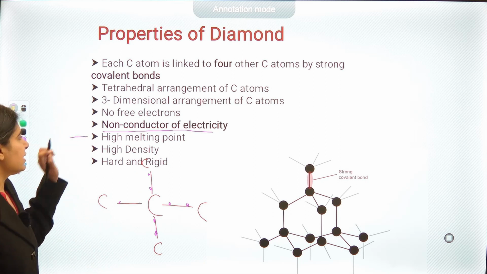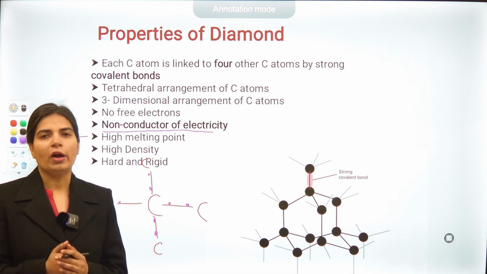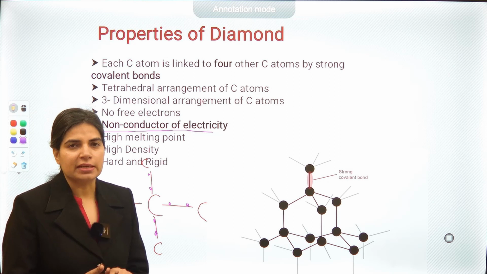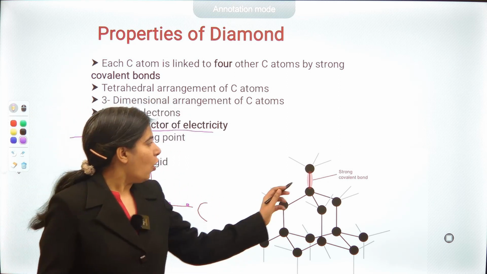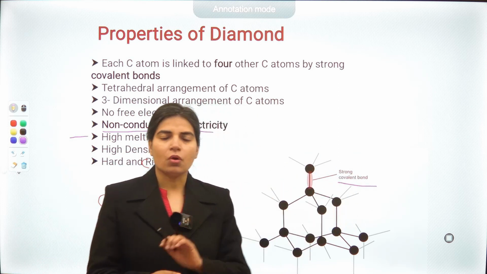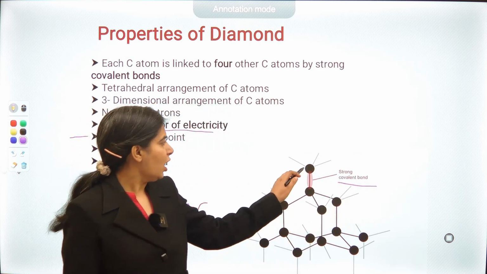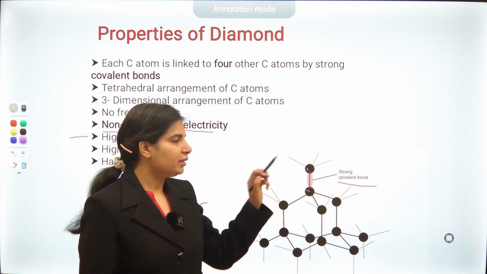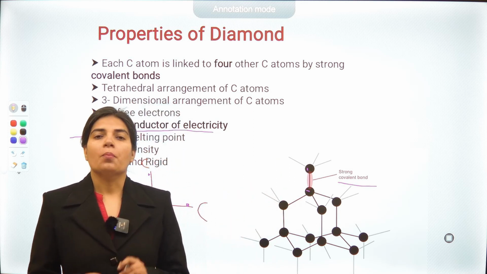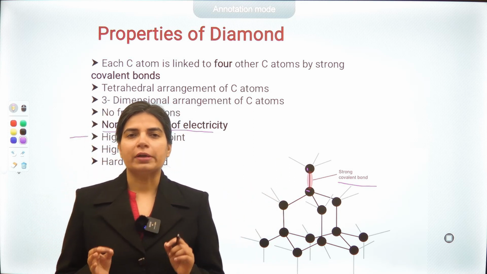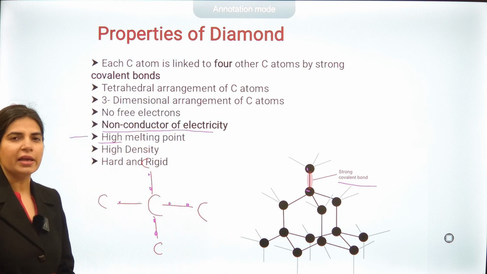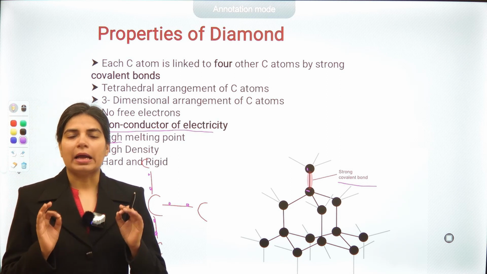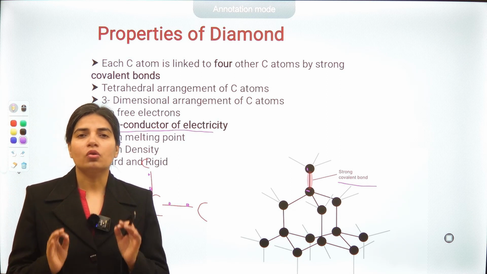The next point is high melting point. As we have discussed, the carbon is forming covalent bond, and all the covalent bonds are strong, that is formed between one carbon atom to another carbon atom. So because of strong covalent bond, the melting point of diamond is very high. So to melt a diamond, it requires a lot of energy.